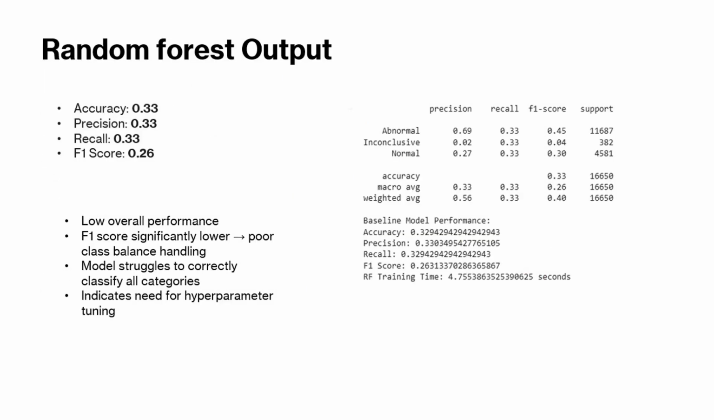The baseline random forest model achieved an accuracy of around 0.33. However, the F1 score is much lower at 0.26, which indicated that the model is not performing well across all classes, especially in handling class imbalance. This suggested that the baseline model is not sufficient and required tuning to improve performance.